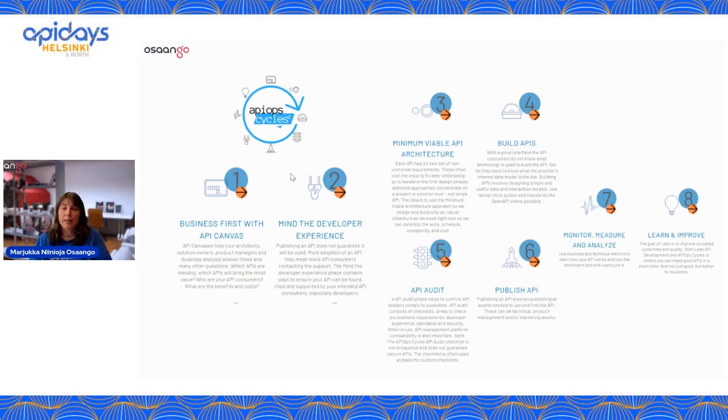There are some pointers and KPIs that you should probably try to meet with your APIs. And then towards the minimal viable API architecture, where we have those non-functional requirements, but also the functional request-response or asynchronous way of handling the APIs. And then you can audit your API designs and your existing APIs in different stages. You build them, you publish them, you monitor, measure, and analyze them, and then you learn and improve. So it's that, well, easy.